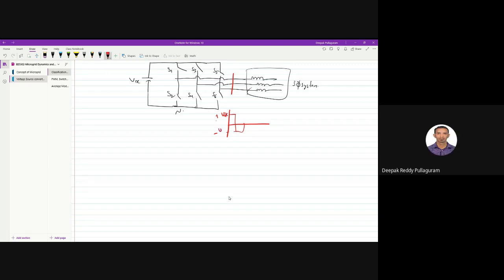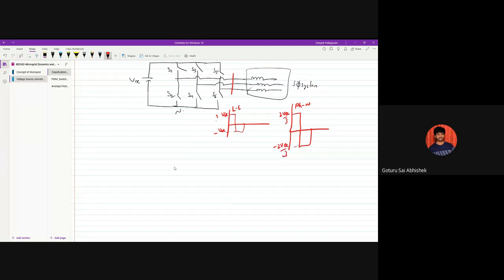Okay. And this is line to line. And what about phase? 2 VDC by 3, sir, plus or minus 2 VDC by 3. Yes, sir. In phase voltages, we got 3 pulses, sir. In line voltages, only 1 pulse.